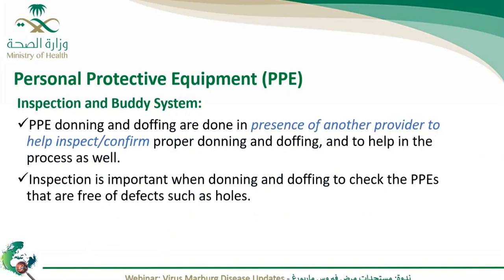Now we'll talk about the inspection and the buddy system. We should know that the personal protective equipment donning and doffing should be done in front of your colleague, or in front of another provider. Why? Because for the inspection and confirming that you are doing the proper donning and doffing of the personal protective equipment, and also he will help you in the process as well. Also, the inspection is very important because you will check that your personal protective equipment is free from any defect, like any cut or any hole. Next, please.